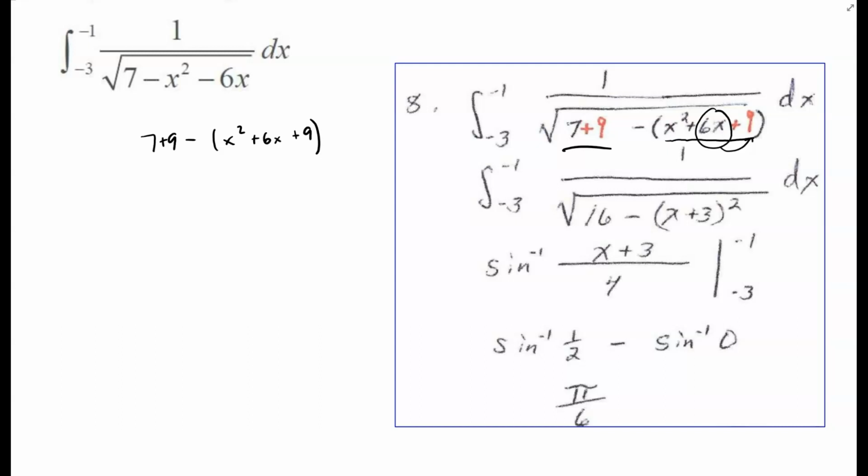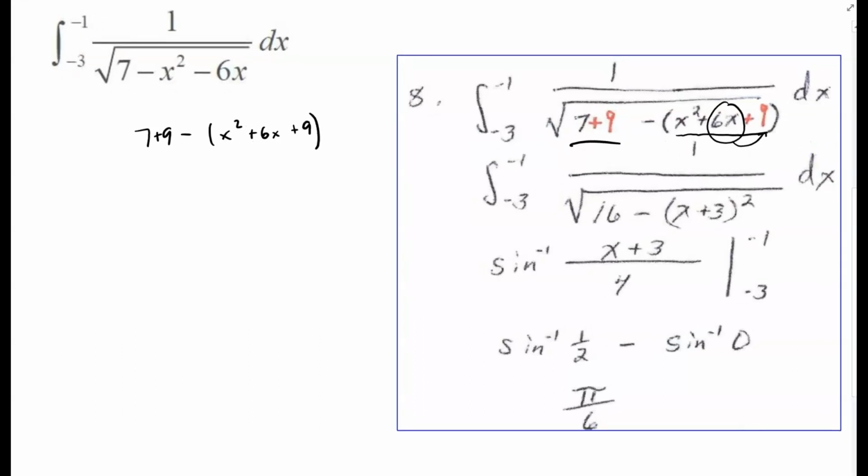Okay, and the rest of the solution, this is sine inverse or arc sine form, where I have a 1 in my numerator, our a value is 4, and our u value is x plus 3. So here's our solution: sine inverse of x plus 3 over 4. And since we do have bounds, this is definite, so we have to evaluate at those bounds. And our final answer would be pi over 6.